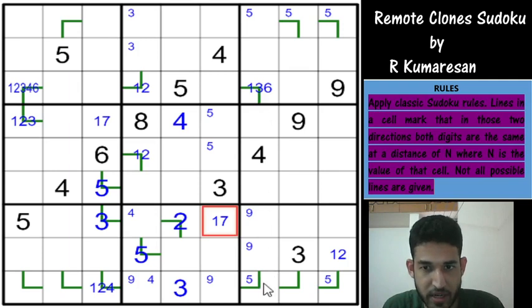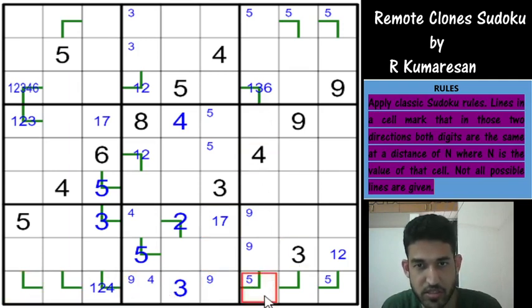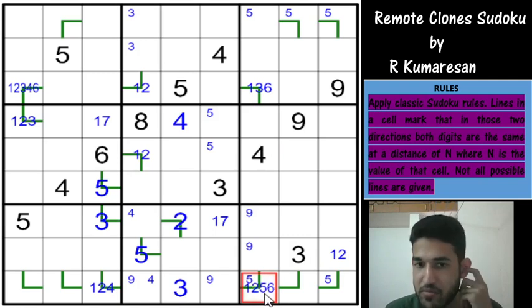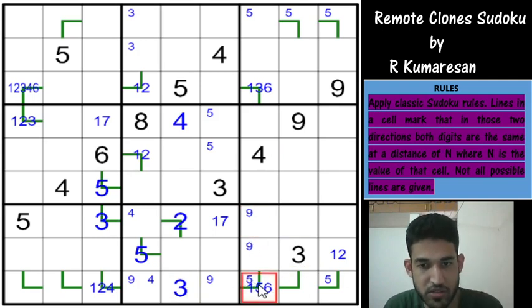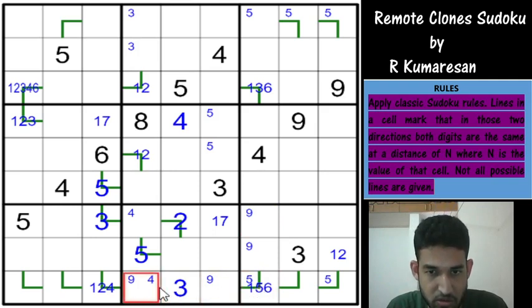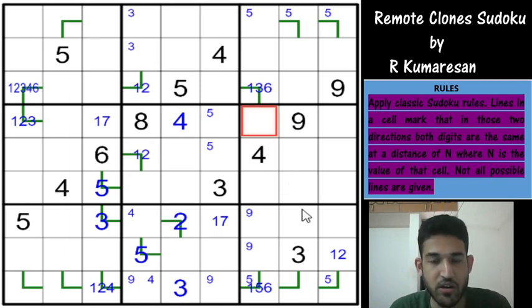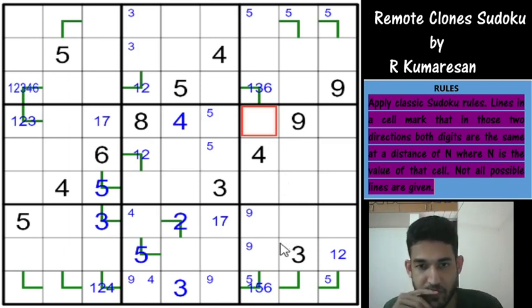So let us try writing some candidates here. Maybe 1, 2, 3, 4, 5, 6. So it cannot be 3 or 4. So this has to be 1, 2, 5 and 6. Cannot be anything else. So it obviously cannot be a 2 because both of these cells would have to be 3, but 3 is ruled out. So this is 1, 5 and 6. 1, 2, 3, 4, 5. 1, 2, 3, 4, 5. Okay. Everything is possible there.